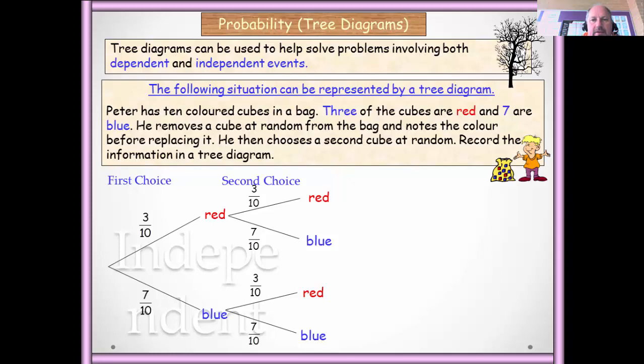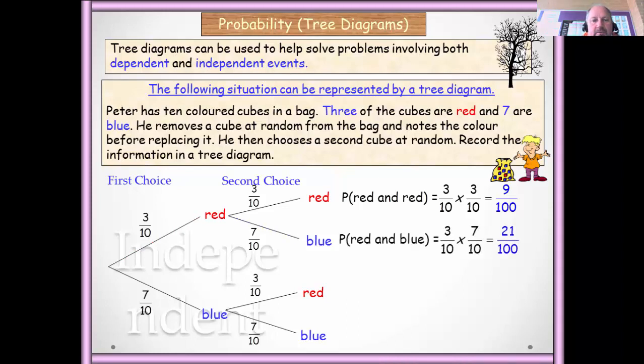To work out the probability of getting each of these possibilities, and the 4 possibilities there are red then red, red then blue, blue then red, blue then blue, you multiply along the branches. So red, red is 3 out of 10 times 3 out of 10, which is 9 on 100. Red blue, 21 on 100. Blue red, 21 on 100. Same result as red blue, the order's different. And blue blue would be 49 out of 100.